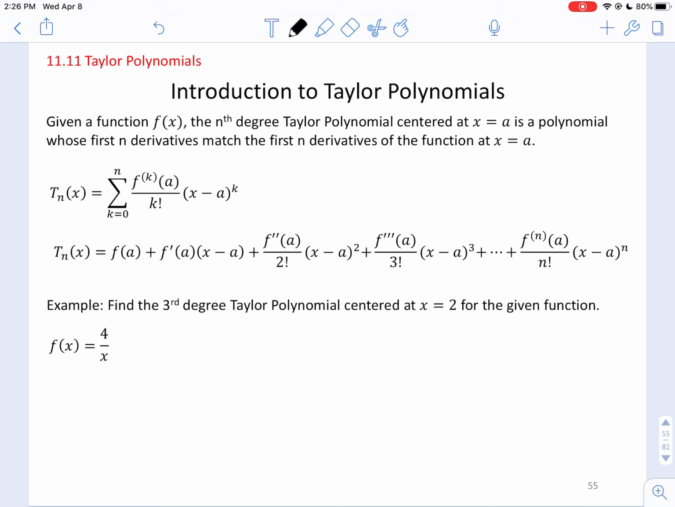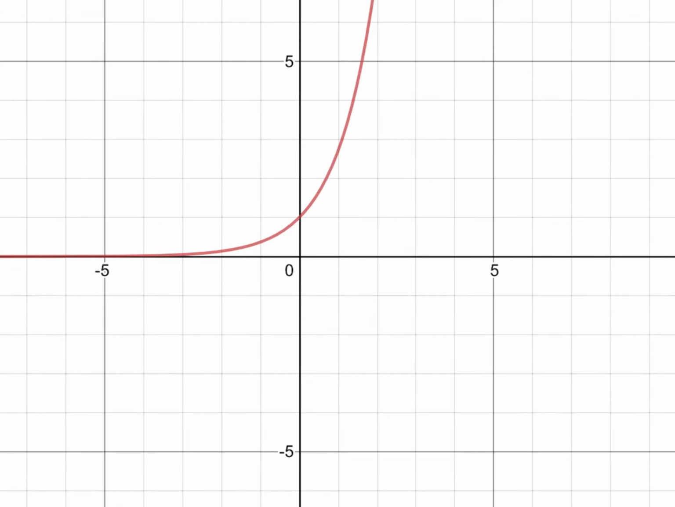Good day, calculus students. We are going to be doing something called Taylor Polynomials. I'm going to use a visual to explain what a Taylor polynomial is before we look at all these equations on the screen. This is simply the graph of e to the x.